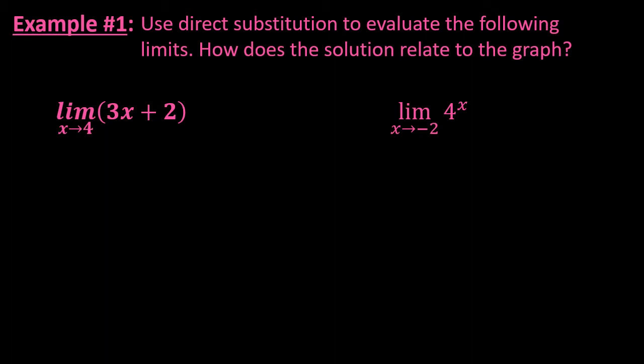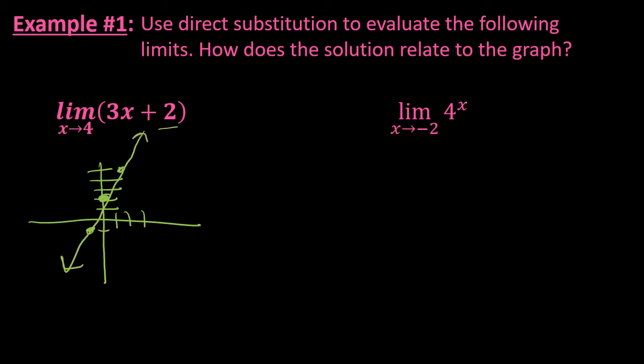All right, so if we look at example 1, it says use direct substitution to evaluate the following limits. How does the solution relate to the graph? All right, so the first thing I'm going to do is graph 3x plus 2. So I'm going to have to bust out the old knowledge of linear functions. So the 2 is my y-intercept, and I have a slope of 3. And I have my graph.